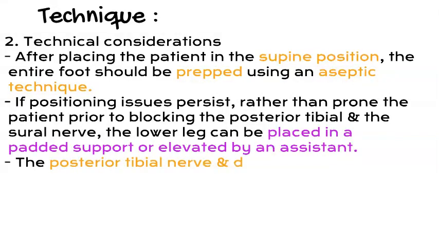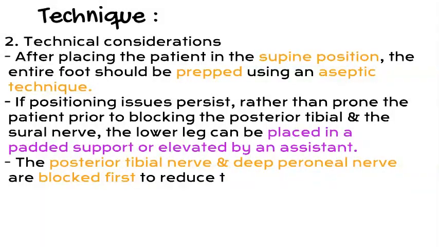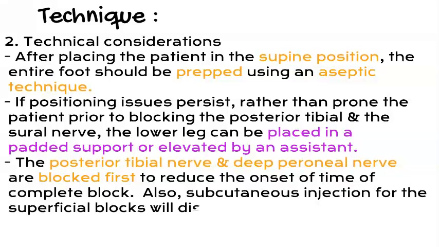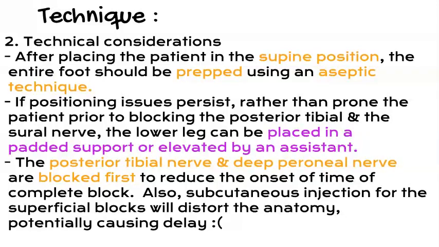The posterior tibial nerve and deep peroneal nerve are blocked first to reduce the onset time of complete block. Also, subcutaneous injection for the superficial blocks will distort the anatomy, potentially causing delay.